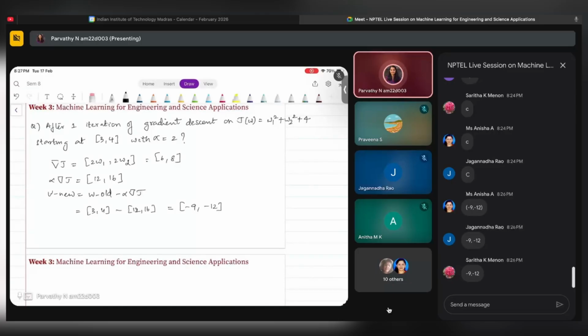What about the value of J at this point? Minus 9, minus 12. What is the value of J at this point? What is the value of J at 3, 4?